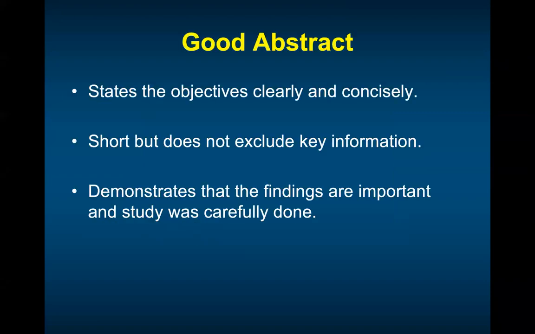The abstract is a summary of the paper. It states the objective clearly and concisely. It has to be short, but it should give the key information and not exclude key information, and demonstrate that the findings are important. When I read it, I should also get the impression that the study was carefully done. That will be a good abstract.